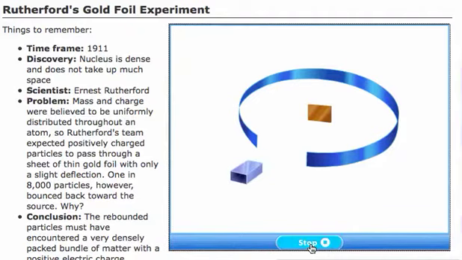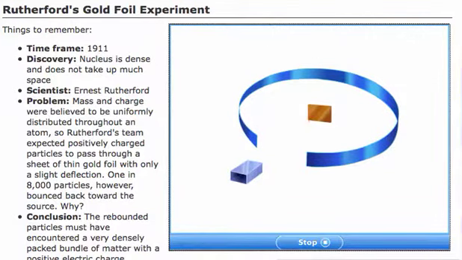Ernest Rutherford, with Hans Geiger and Ernest Marsden, discovered the nucleus of the atom using a beam of positively charged alpha particles. They bombarded a sheet of gold foil with a stream of alpha particles. Most of the particles passed straight through the foil. About 1 in 8,000 particles, however, were deflected, sometimes directly back at the source.